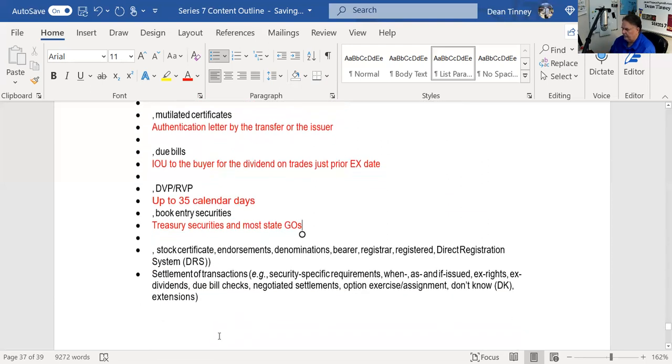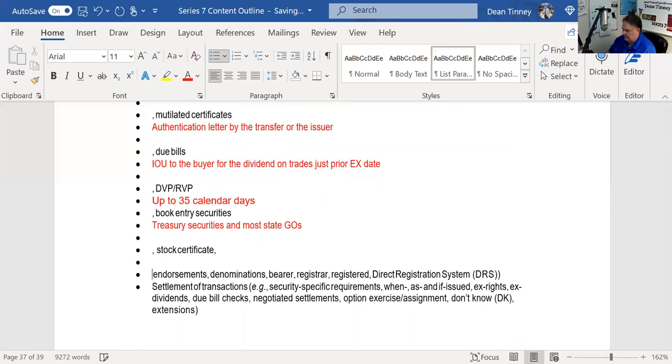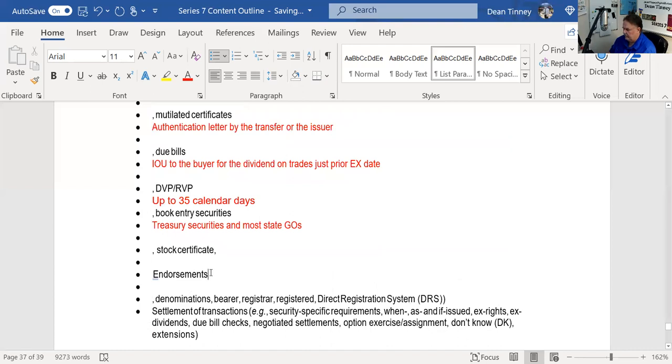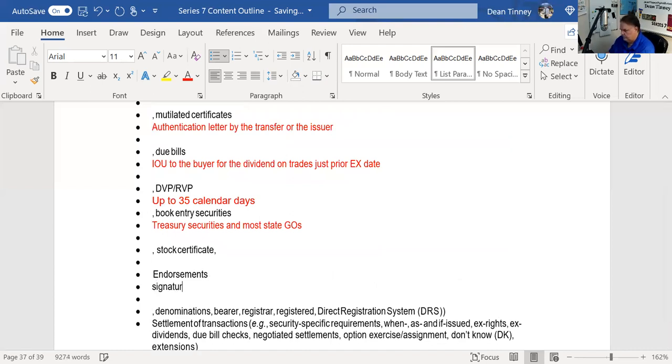Stock certificates, the endorsements, I kind of hinted at that one. We said that a stock certificate can be signed, but endorsements have to be technically correct. So endorsement signatures have to be technically correct, and they have to be guaranteed. Signatures have to be guaranteed by somebody with a medallion stamp. So not just anybody can do it.